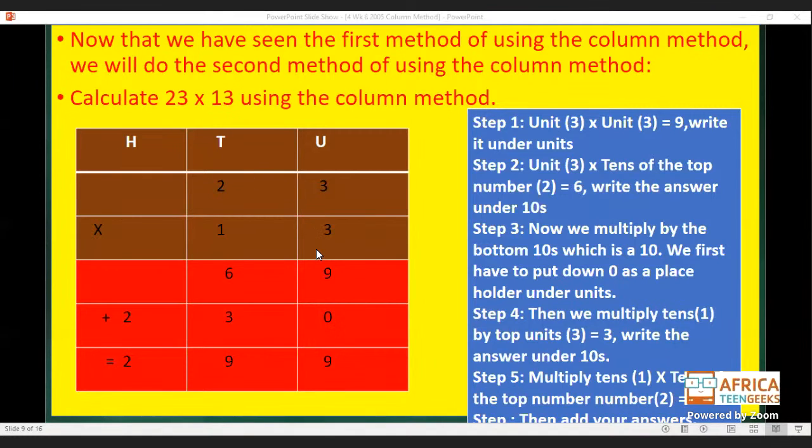I hope you understand. Then after multiplying, we add 9 plus 0 gives us 9, and then 6 plus 3 gives us 9, and then 0 plus 2 gives us 2. So our answer is 299. Our answer is 299, you see? So you see where I was coming from with that long one?